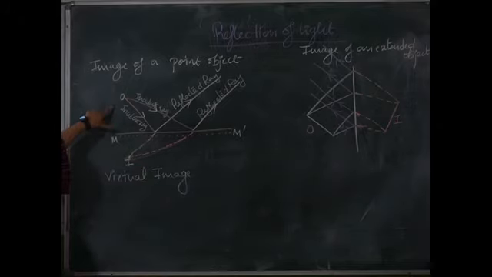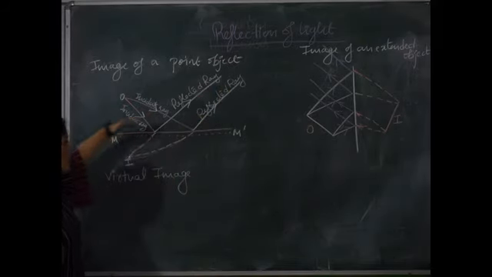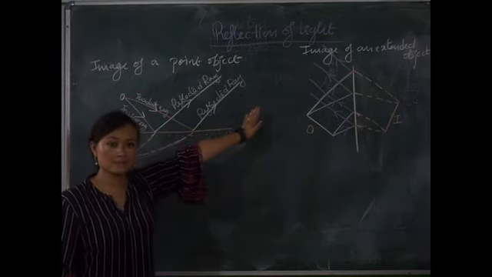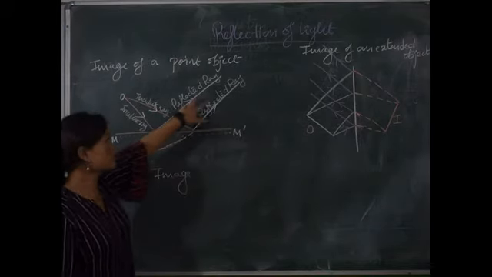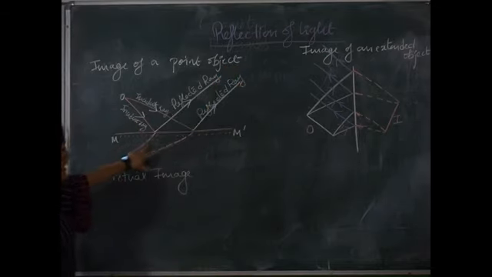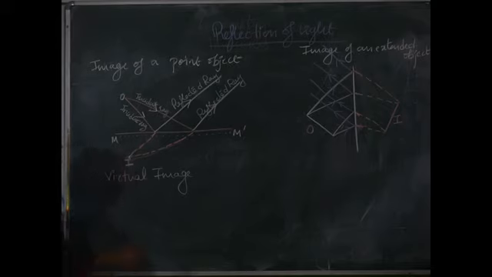And how is it formed? A source of light comes from the point object and gets reflected from the mirror. After striking the mirror, it gets reflected back to the same medium. But the reflected rays do not meet. Now when you produce them backwards, they meet at a point. At the point where they meet, an image is formed. That image is your virtual image.